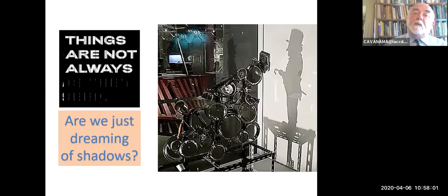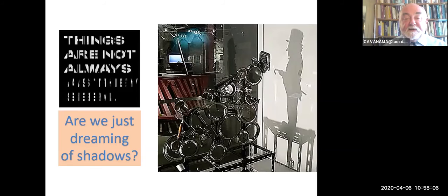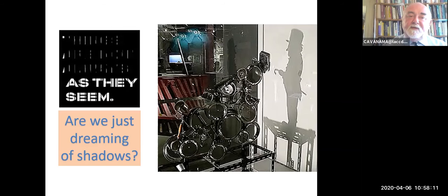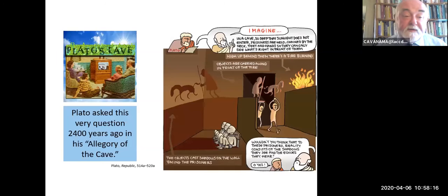But here's the problem. Look at the shadow there. It's cast by something that doesn't at all resemble a man with a top hat. Maybe things aren't always as they seem. Plato asked this very question 2,400 years ago when he told a story, the allegory of the cave.